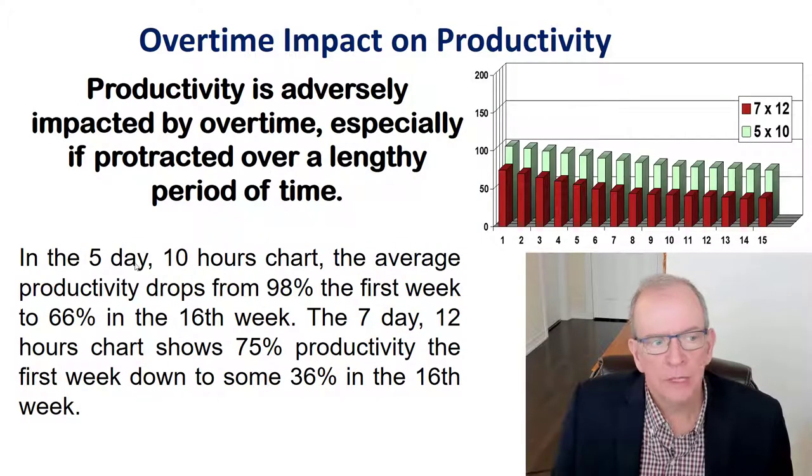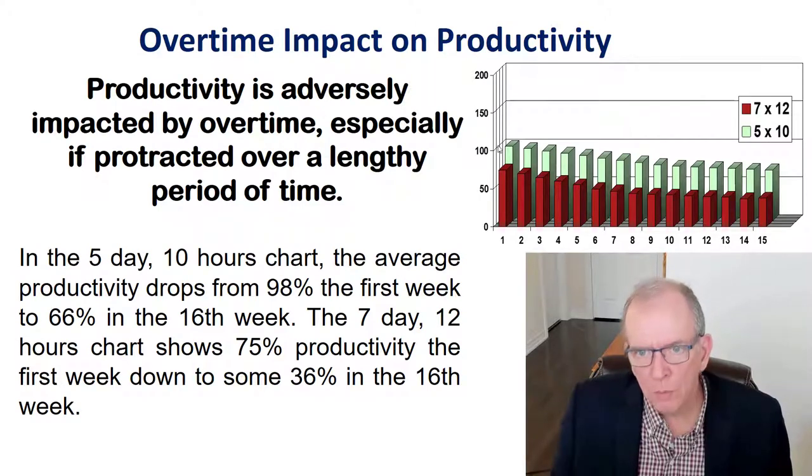So in this example here, in the 5-day 10-hour chart, the average productivity drops from 98% the first week to 66% in the 16th week. The 7-day 12-hour chart shows 75% productivity the first week, down to some 36% in the 16th week. It's just showing you different examples, using some of the data, to get a perspective of how much you actually lose over a long period of time, and some of the significant differences. So 7-12 is pretty extreme.